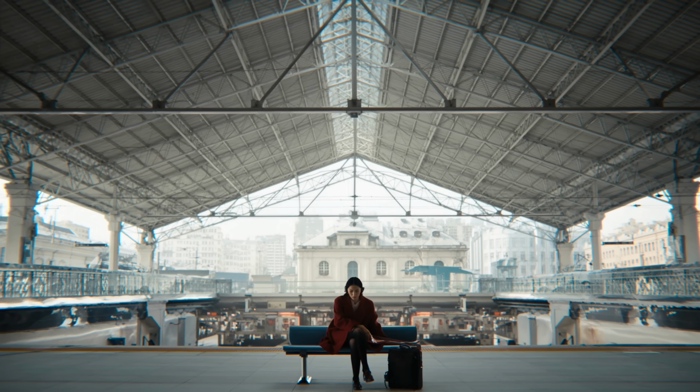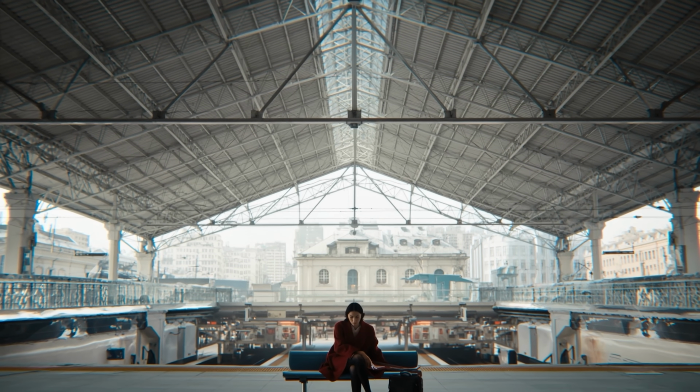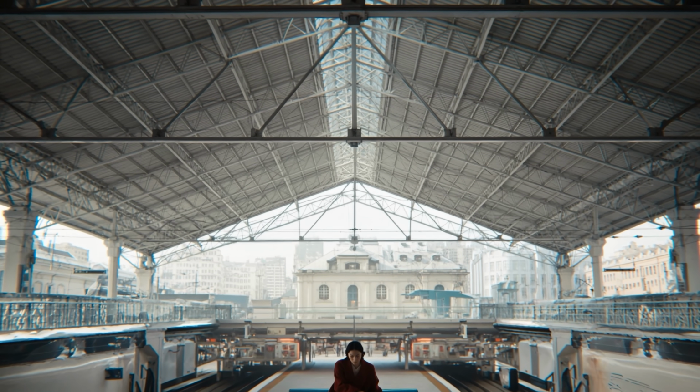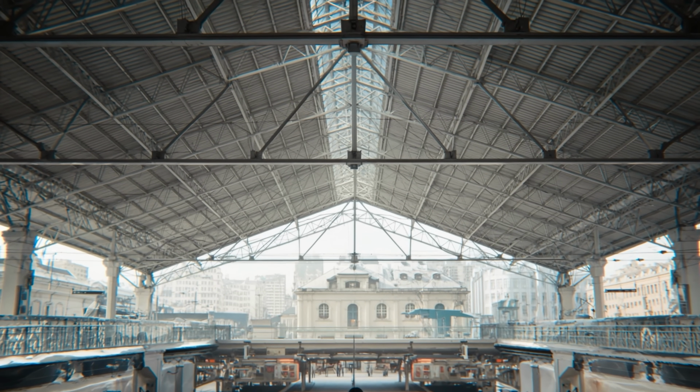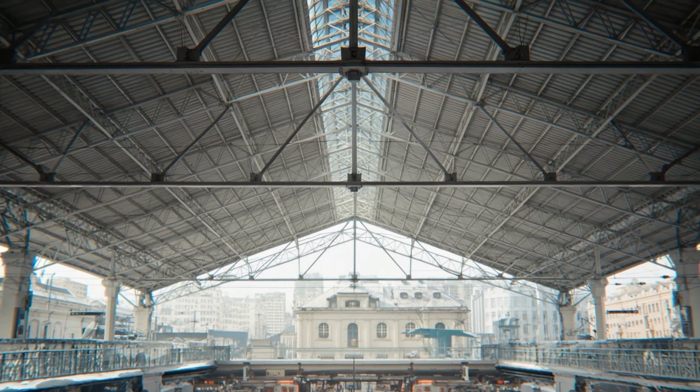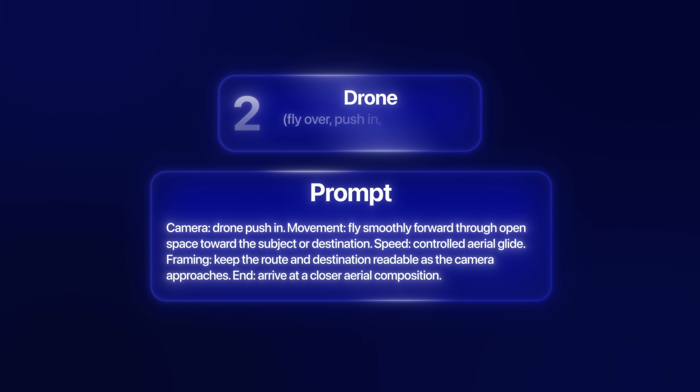For example, when we have a traveler sitting on a train station bench, the camera lifts straight up into the air, rising above the station roof, revealing a massive city layout surrounding him. Then we have the drone. We can do a flyover, a push-in, a pullback, orbit, whatever you name it, you can do with the drone.